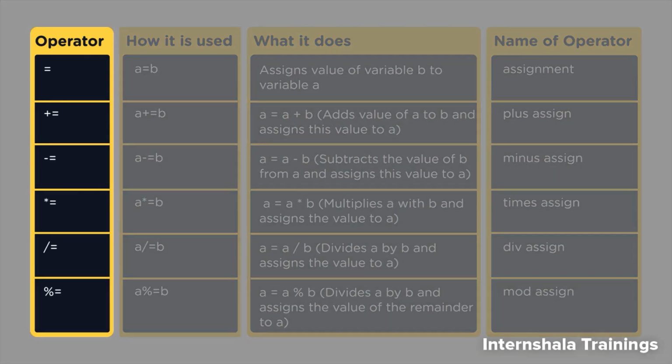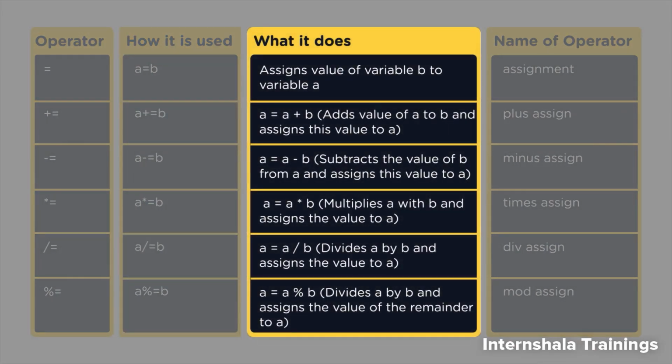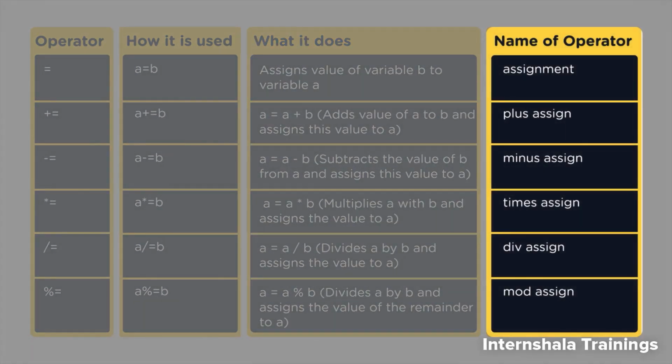This here is a list of the assignment operators. In this column, you can see how the operator is used. This column here shows the meaning of each operator, and seeing this, you will understand what the operator does. This last column here shows the name of the operators.